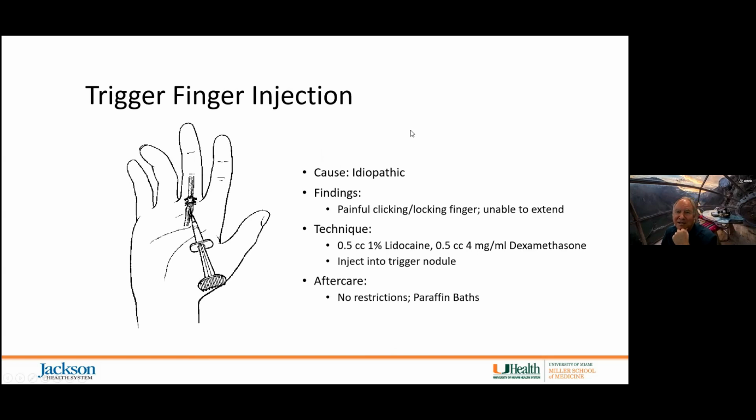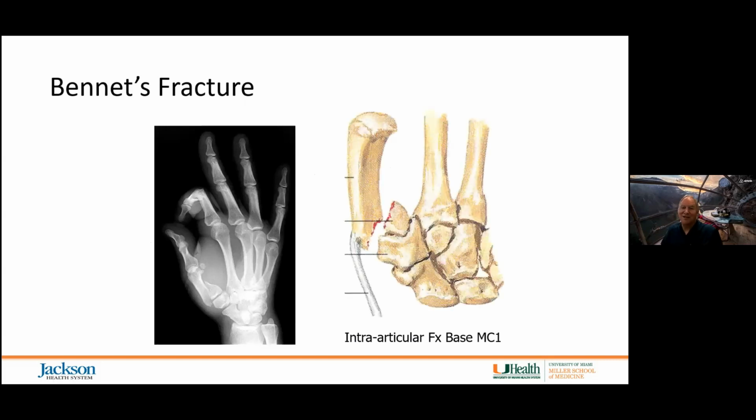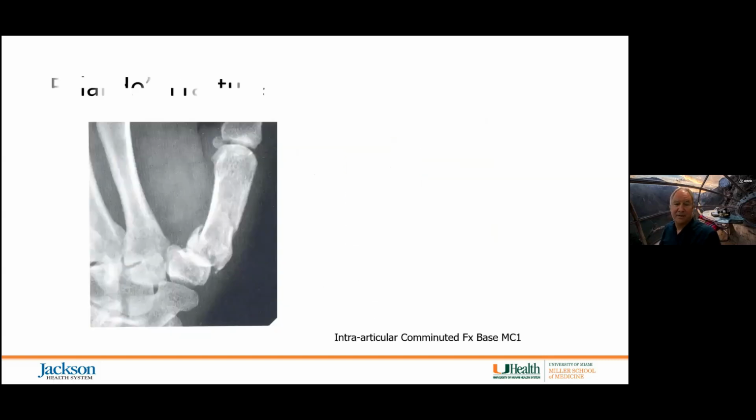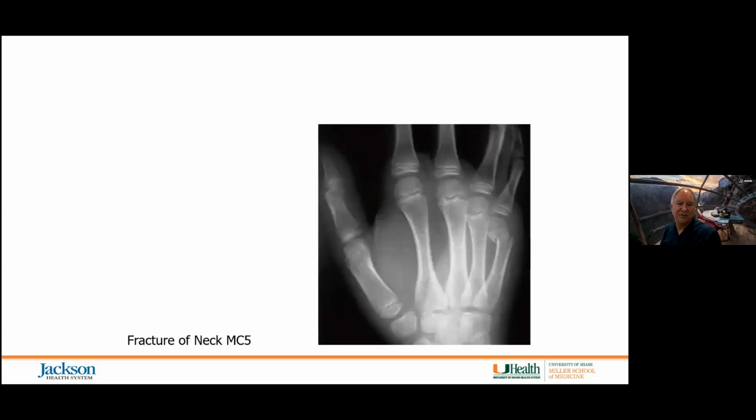Trigger finger injections can be, again, very, very helpful. Breaking down, remember, basically all you've got is a buildup of collagen at the tendon so that it can't slip through this. Can be very helpful. And this is Bennett's fracture, Pride and Prejudice, right? So Bennett's fracture basically at the base of the first metacarpal. And this is a Rolando's fracture. So now you're also looking at the base of the first metacarpal phalangeal joint as you're coming through.